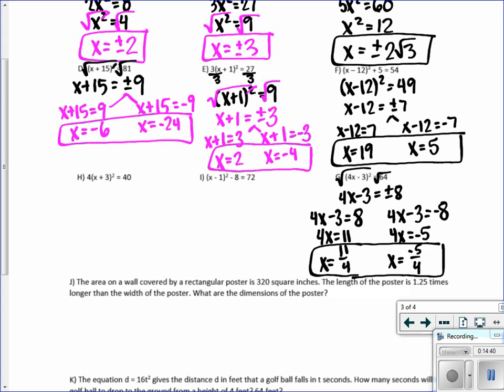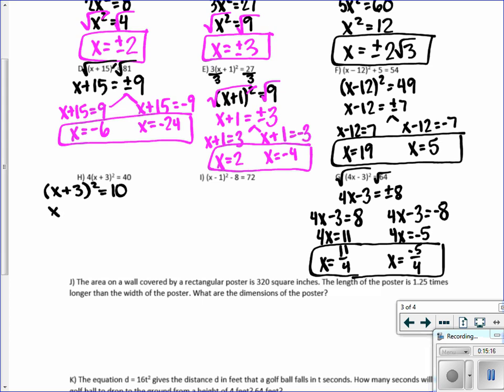Okay. All of those so far have worked out because we had a perfect square on that one side. It wasn't a simplified radical. We're going to get into H, something a little different. On H, what do we have to do first? Divide by 4. There we go. So x plus 3 squared equals 10. Now what? We can square root both sides now.